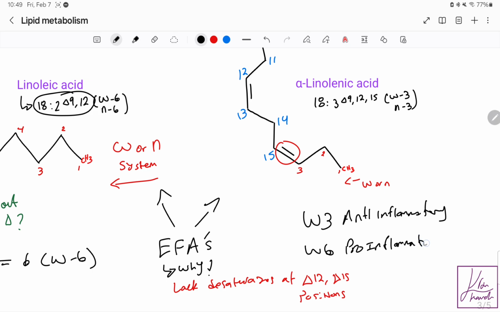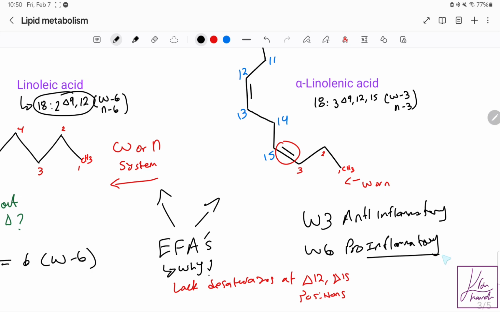Okay, so a lot of people might hear this and start going, man, I need to start upping this and lowering this. Not necessarily, okay? In fact, there's not a really clear guideline as to the amount of which you should be eating. You try to aim for a balance between the two. You don't want to have too much of this or more of this, okay?